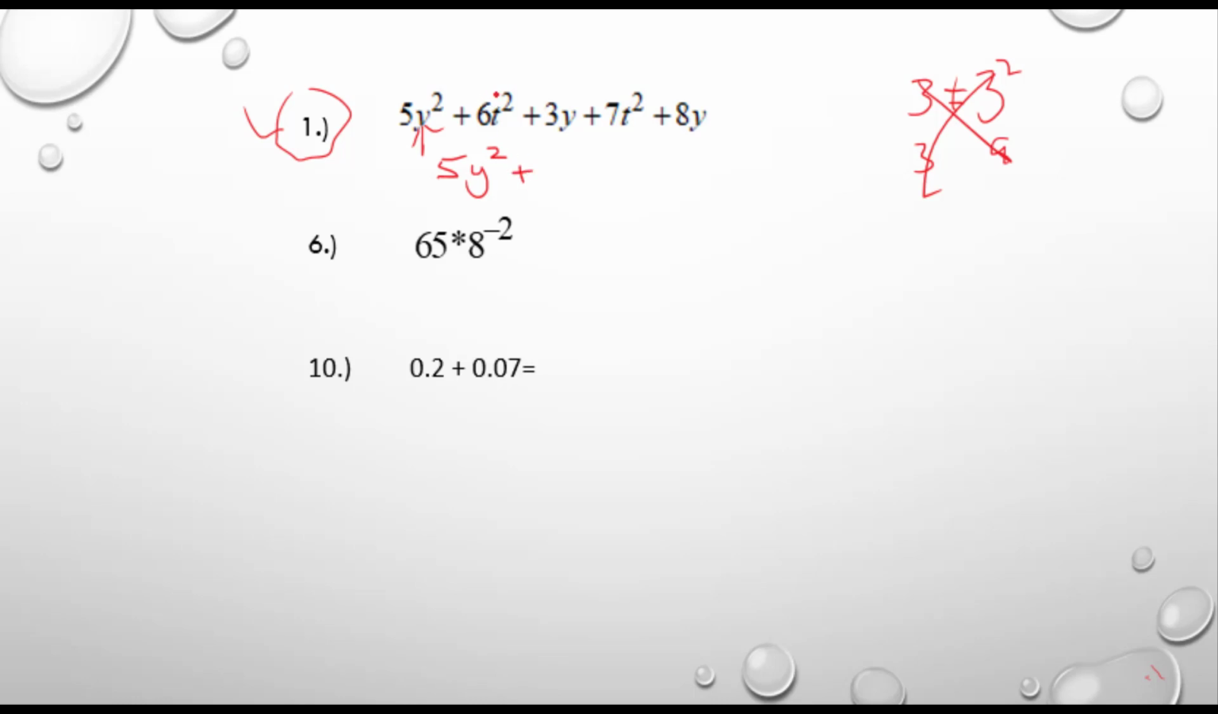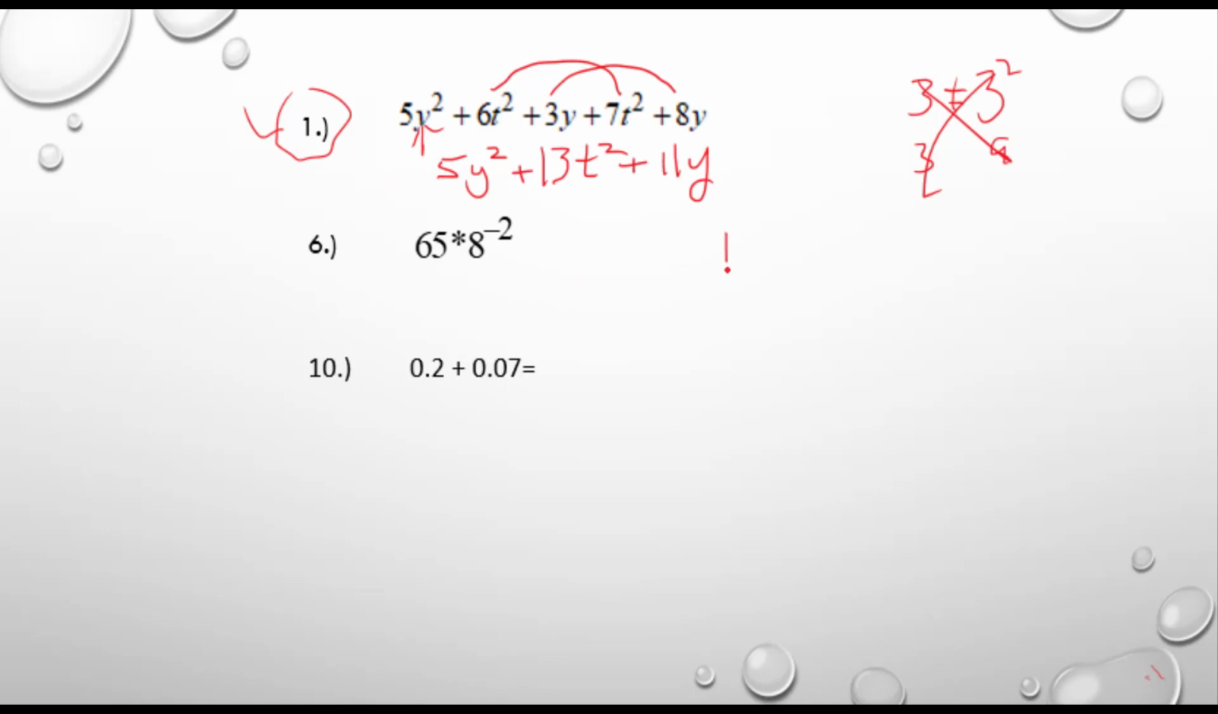Plus, look, I have t squared here and t squared here, so I can add those together, and I get 13 of whatever it is, and whatever it is, t squared. And the y's I can add together. I can add 8 and 3 and get plus 11 y's. Now, there's nothing more I can do to this. I've added the same units together, and I am left with that.